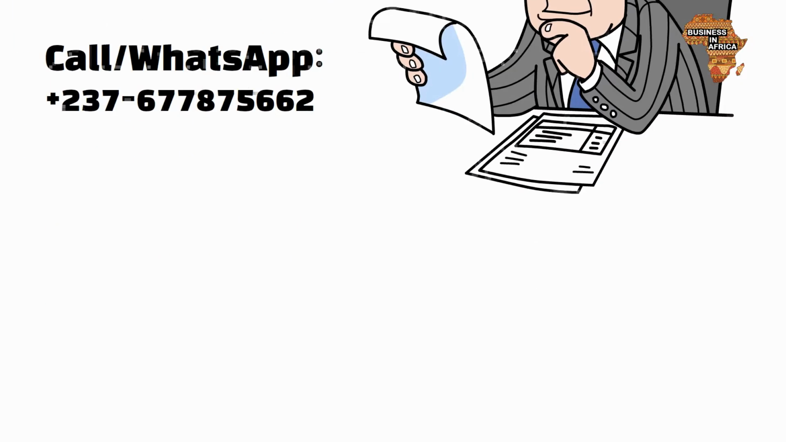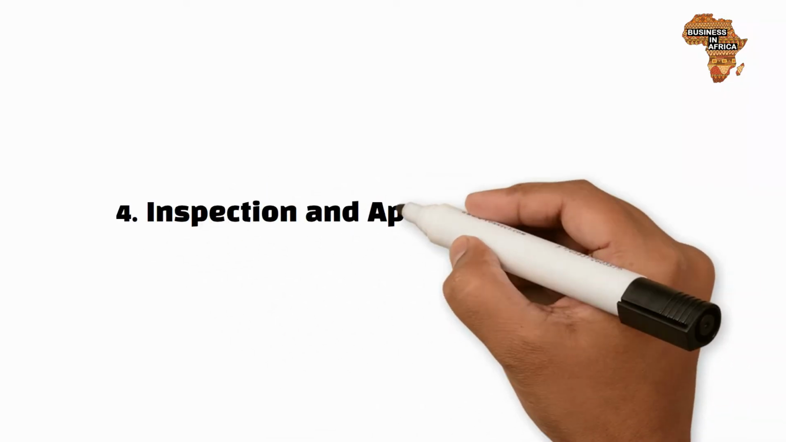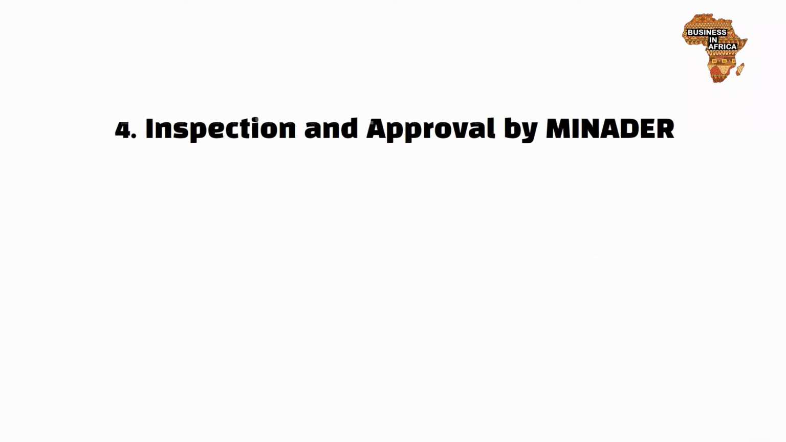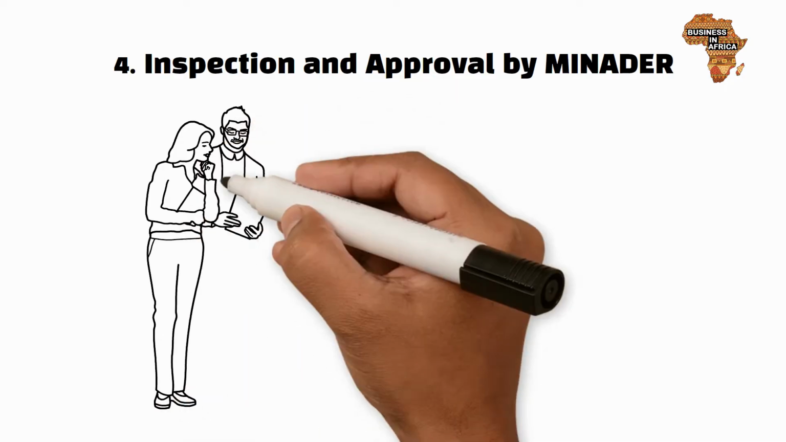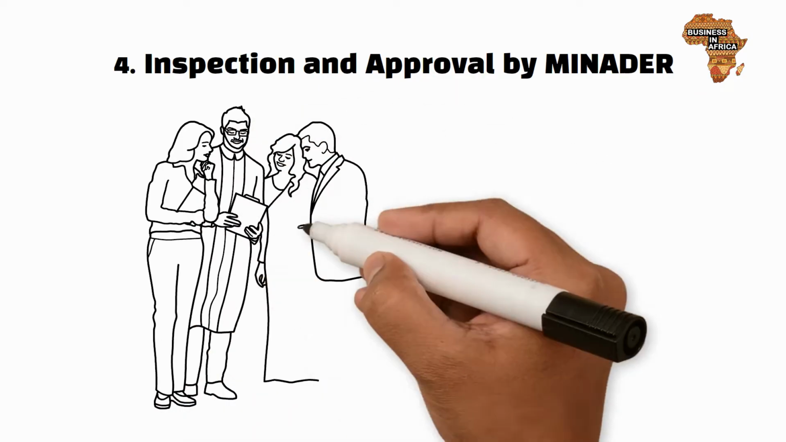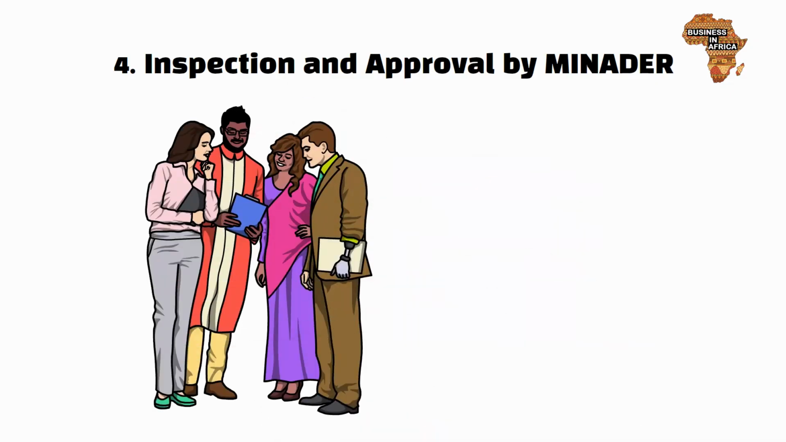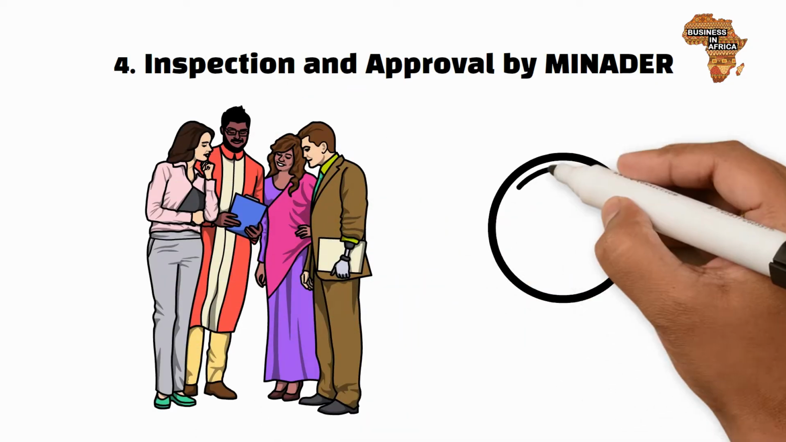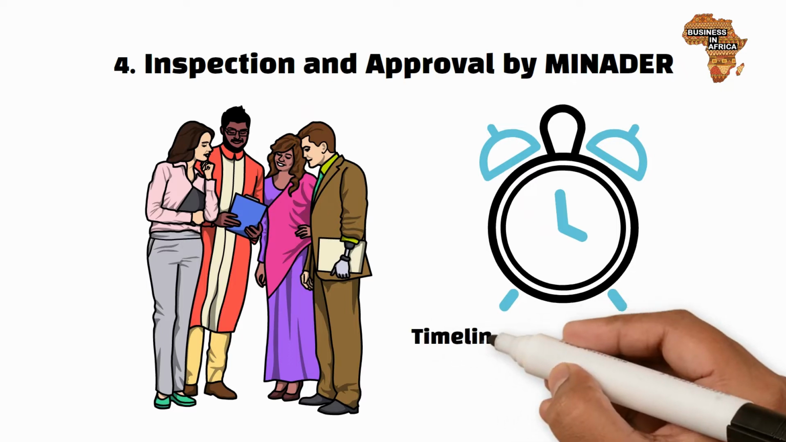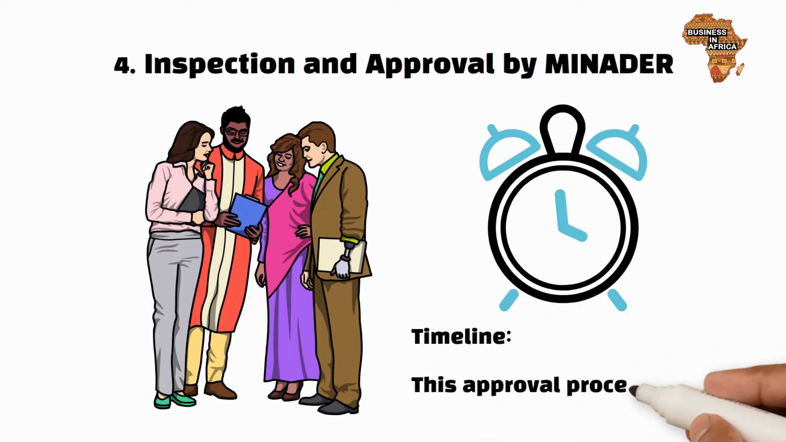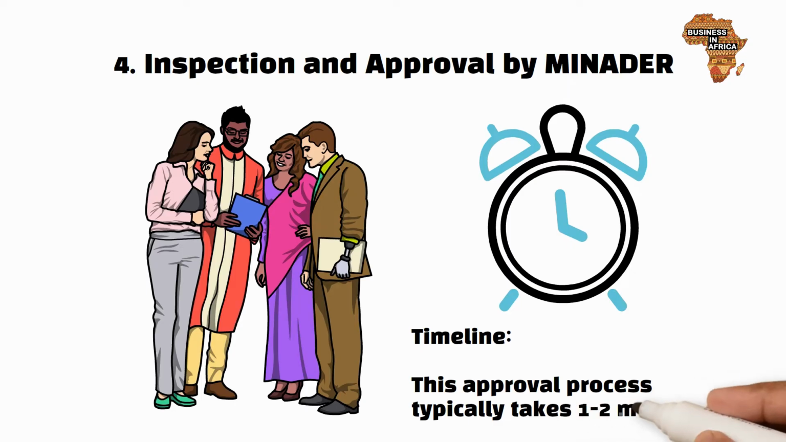Number 4. Inspection and approval by MINADER. After submission, MINADER officials may inspect the cooperative's setup. If everything is in order, MINADER will issue a certificate of registration. Timeline: this approval process typically takes 1 to 2 months.